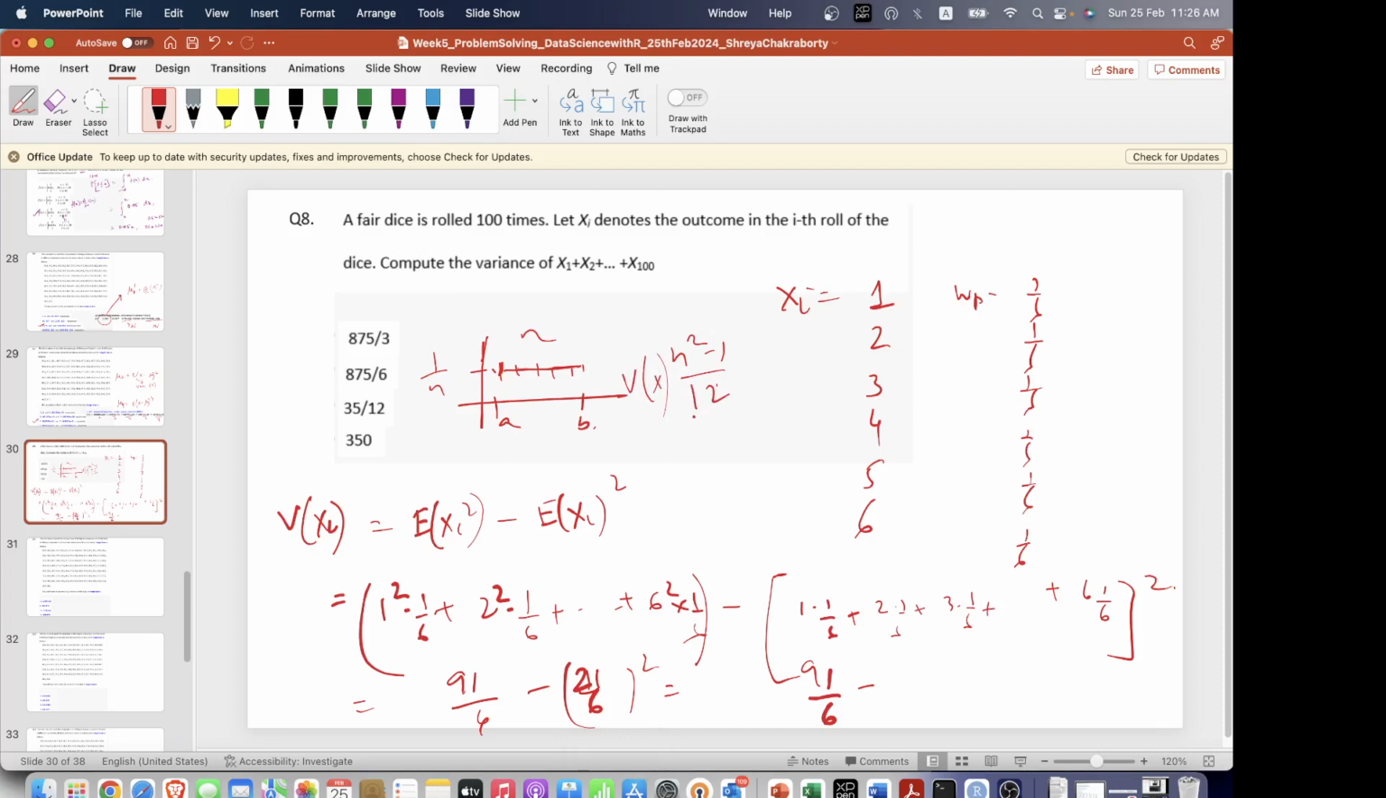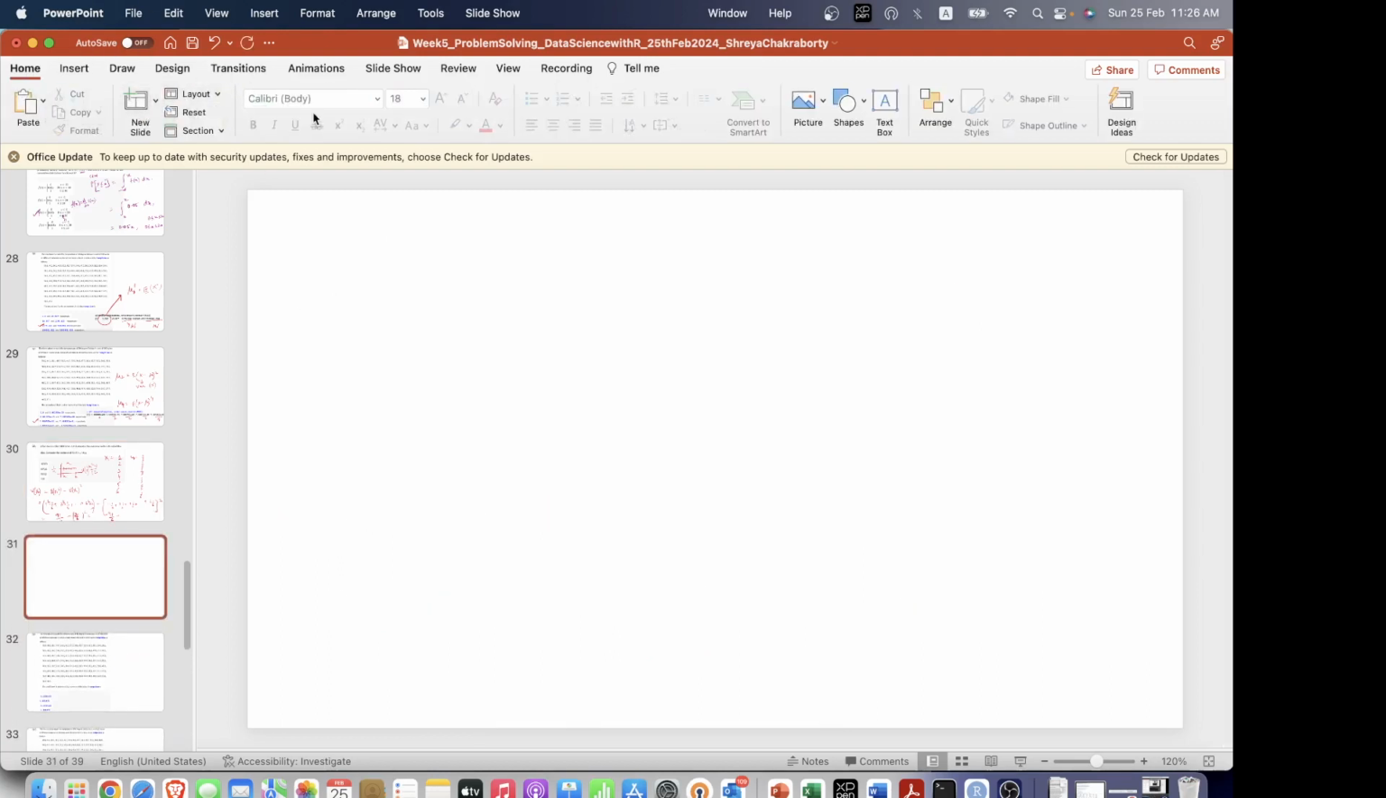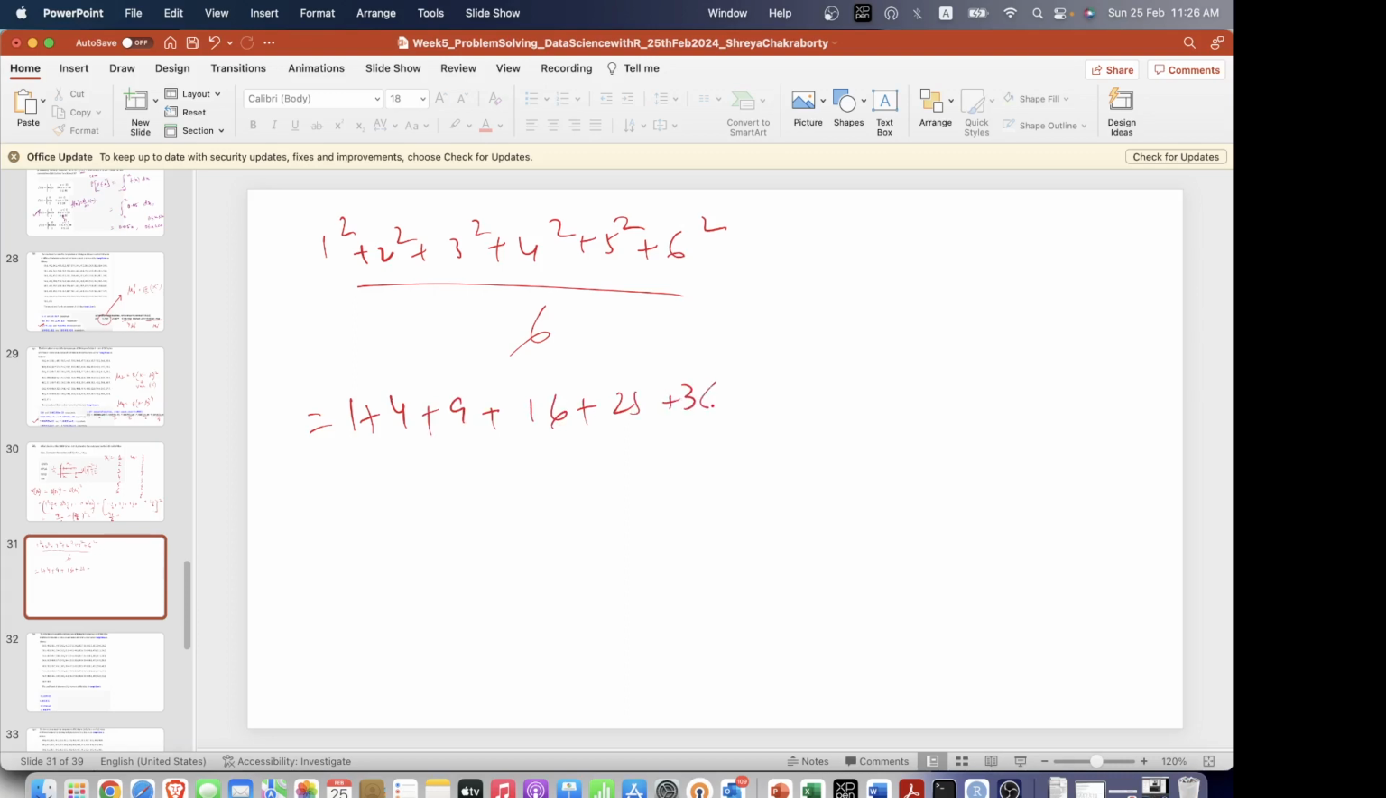78.75, this one is 78.75. No, it would be more, I think. 1 square plus 2 square plus 3 square plus 4 square plus 5 square plus 6 square by 6. 1 plus 4 plus 9 plus 16 plus 25 plus 36 by 6.